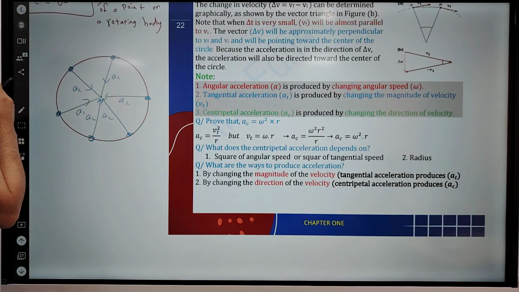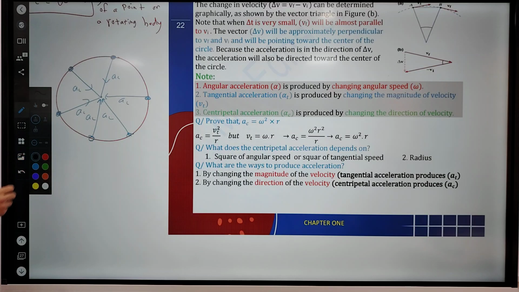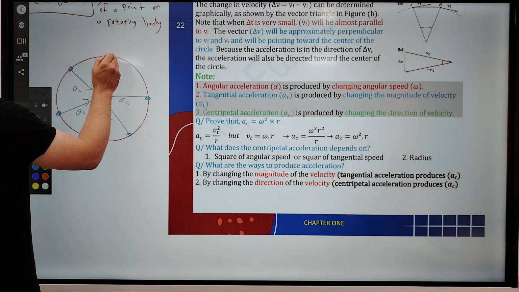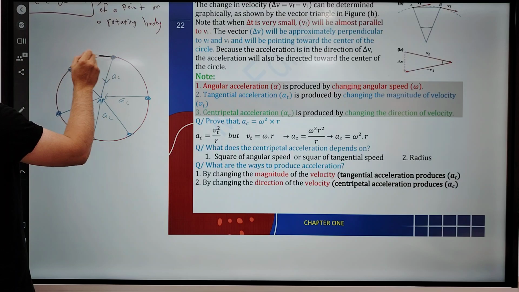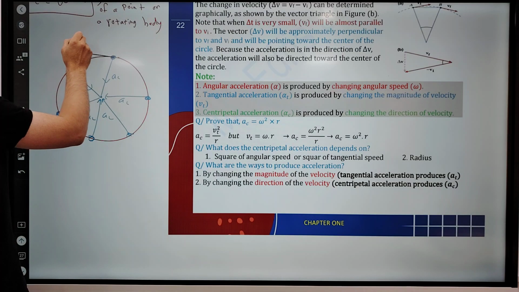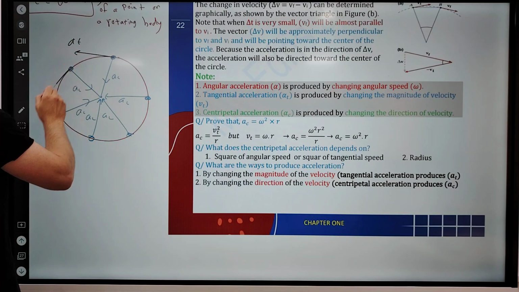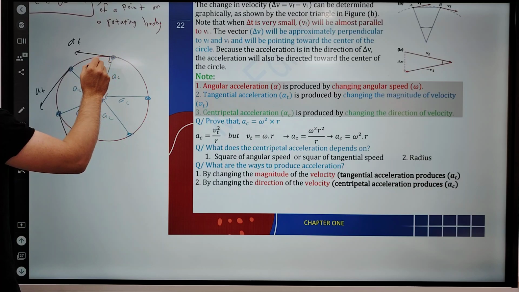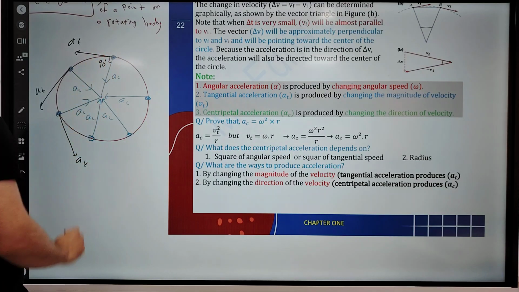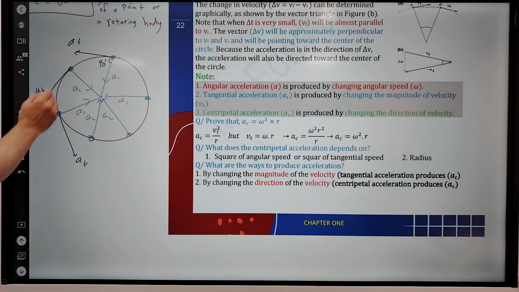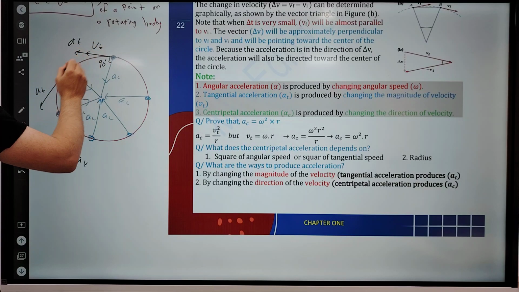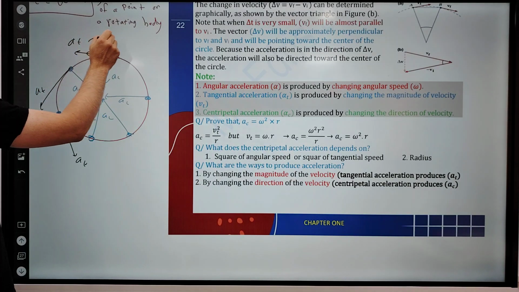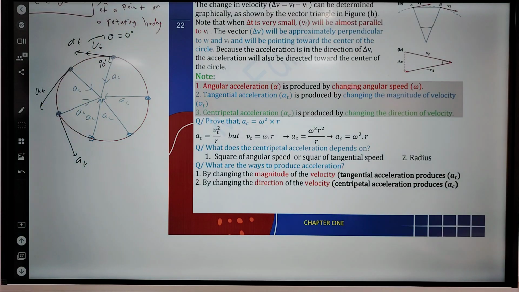AC, this is AC, okay? But the tangential acceleration, if the object is moving with a varying speed, in the case of speeding up or slowing down, this is AT, which is perpendicular to the AC, okay? So what is the angle between AT and AC? It is always 90 degrees. What is the angle between AT and VT? It is always 0 degrees. Theta is equal to 0.